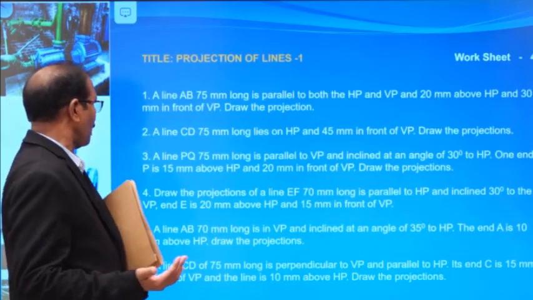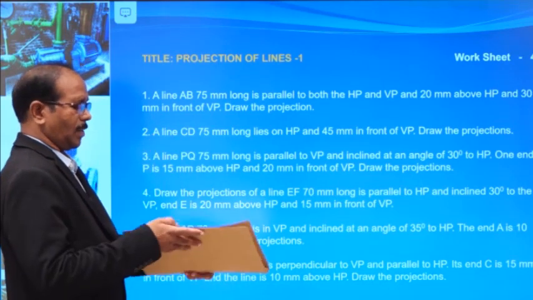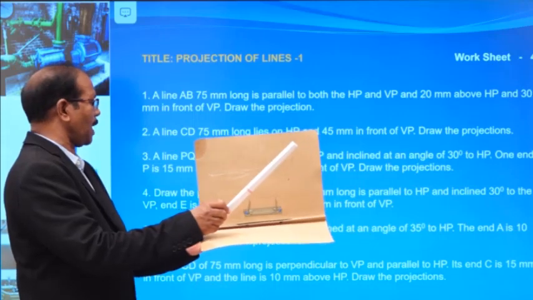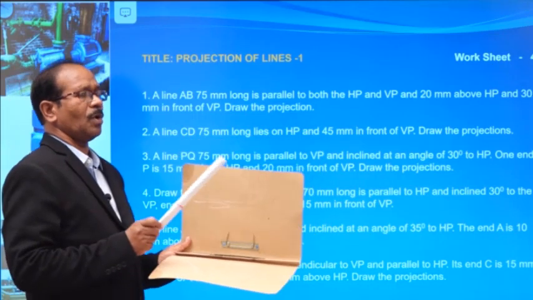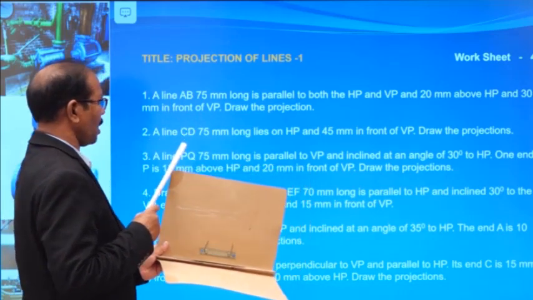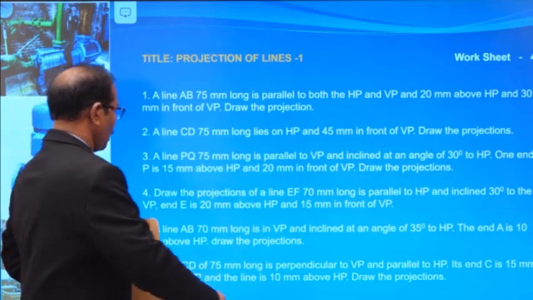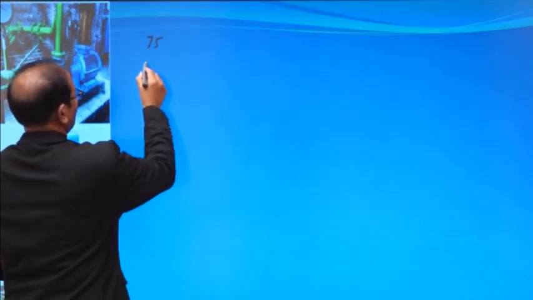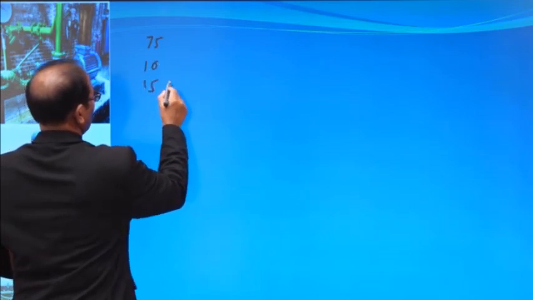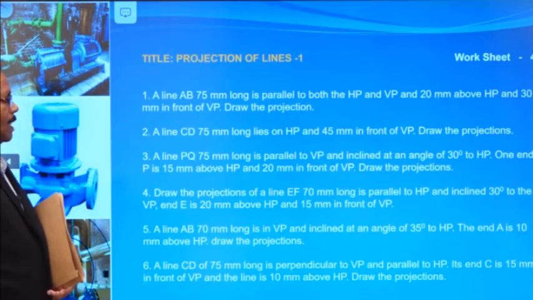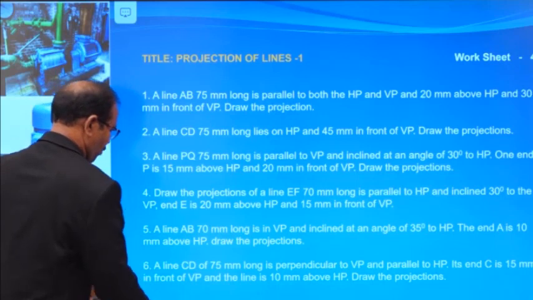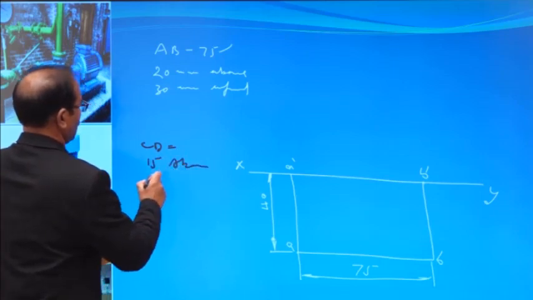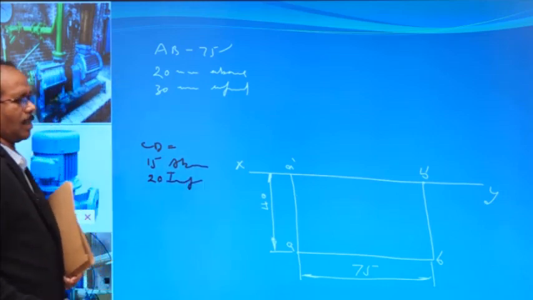Now, the third problem starts with inclination. A 75 mm long line parallel to VP, 30 degrees to HP, one end 15 mm above HP and 20 mm in front of VP. So the given data: 75 mm, 15 above, 20 in front of, and 30 degrees to HP.